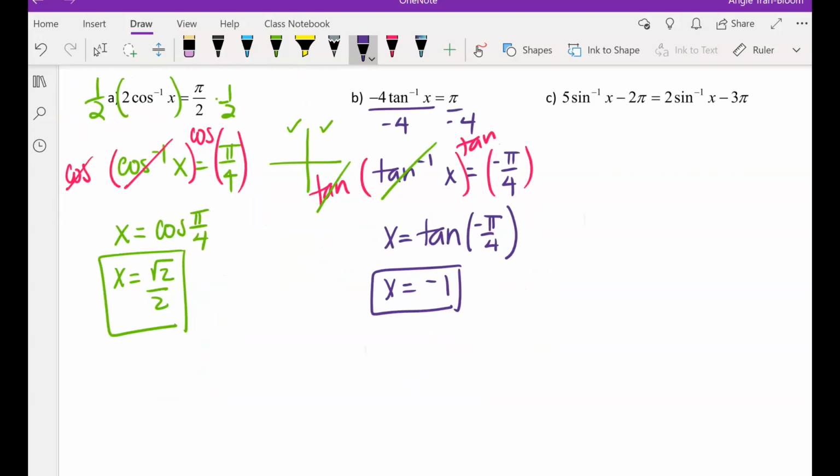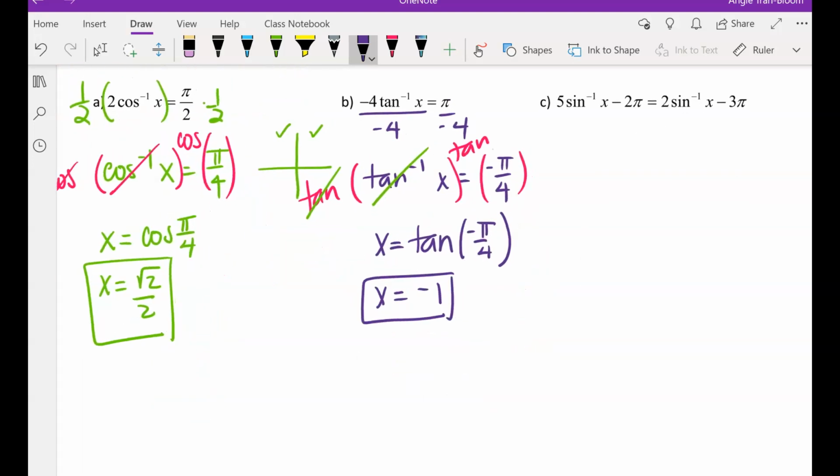Okay. C, last example of 7.1. What do you think we need to do? Yeah, you want to combine like terms. So what you want to do is move all the sine inverses to one side and all the constants to the other. When I say constants, pi is also a constant. It's just a very ugly constant, okay?